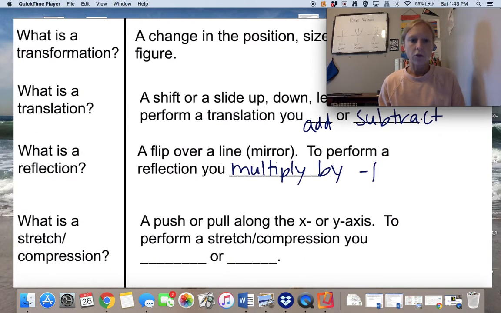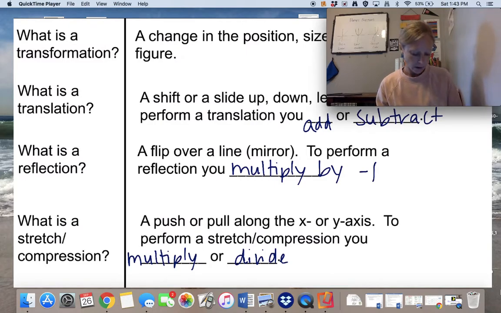Last, what is a stretch or compression? That's a push or a pull along the x or y axis. To perform a stretch or compression, we multiply or divide. Now, we typically see stretches and compressions just with multiplication because rather than dividing by 2, we multiply by 1/2. So multiply is really the main thing you're going to see for stretching and compressing.